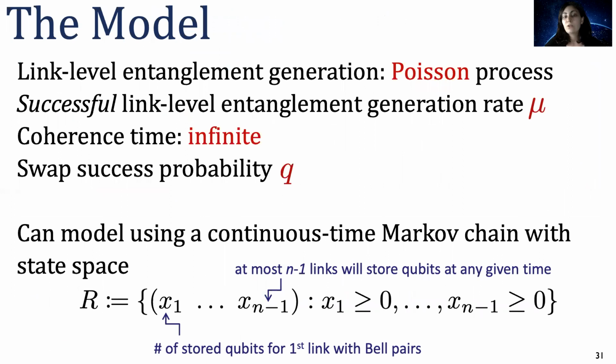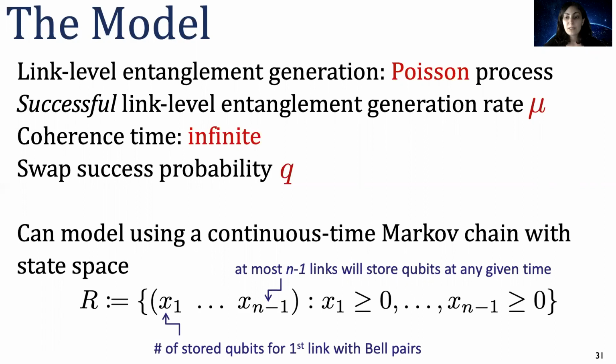Let us summarize our modeling assumptions. We model link-level entanglement generation as a Poisson process, where mu is the rate of successful entanglement generation. Quantum memory coherence times are assumed to be infinite. However, entanglement swapping only succeeds with probability Q. We can use a continuous time Markov chain to model the system.